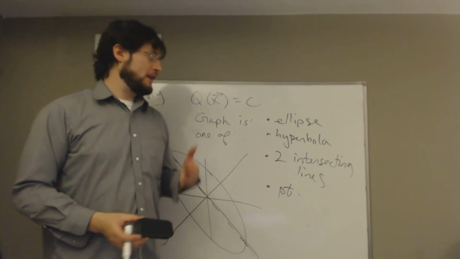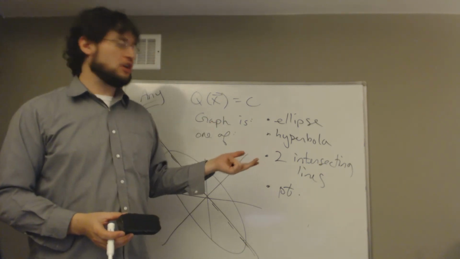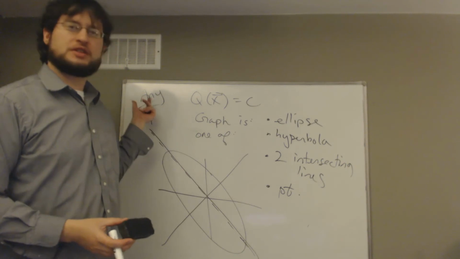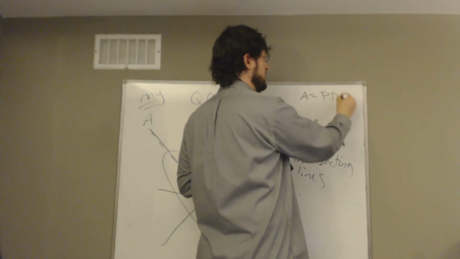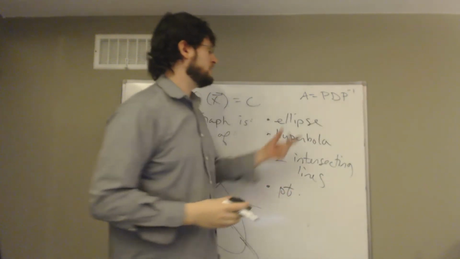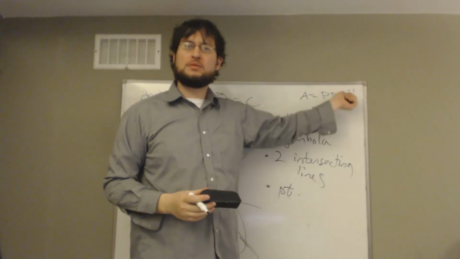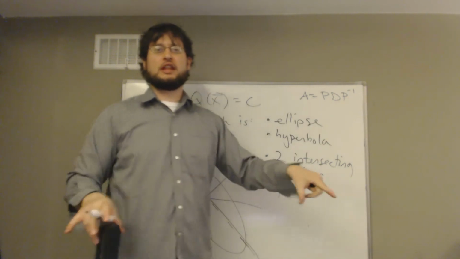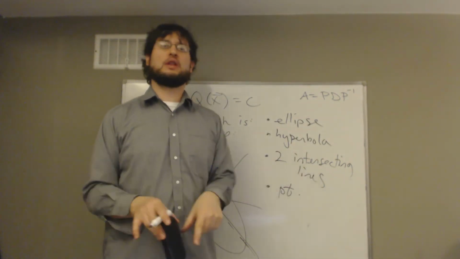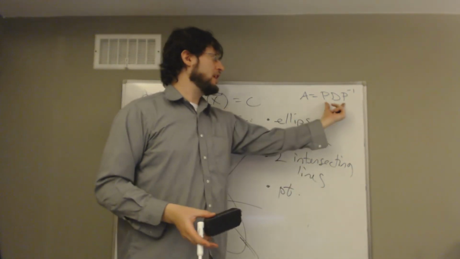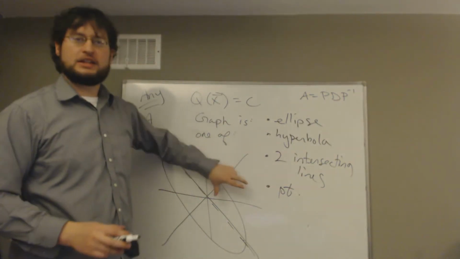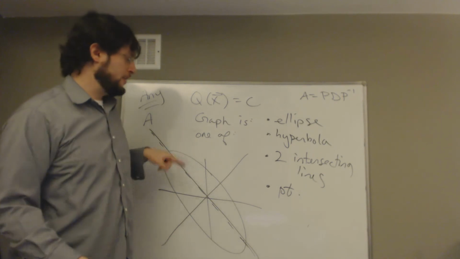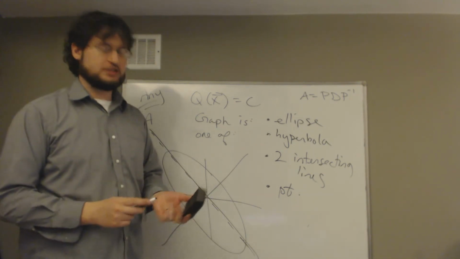So if we have a matrix that is not diagonal to start with, what that means is that our matrix A, right, so if we have A is P D P inverse, this means that we have this diagonal matrix in the middle, which gets us the ellipse or the hyperbola or the two lines or the point, but we've changed our variables on the outside, which serve to rotate or shift our entire axis system.